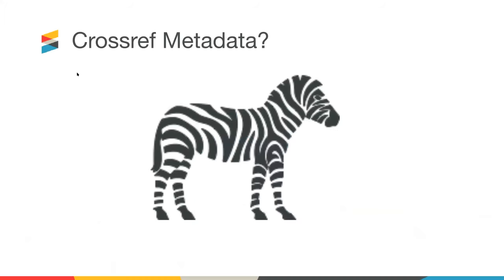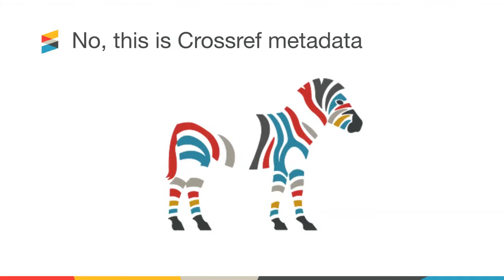So I'm going to get started now with talking to you a little bit more about metadata in a bit more detail. People often think that Crossref members have a defined set of metadata, and that our metadata is complete and fully comprehensive, as represented by our Crossref zebra here. But that's not exactly the case. So this is more like our metadata at Crossref. Maybe we're missing some things from the metadata that we collect. It's still very useful. It's still a fairly accurate picture.